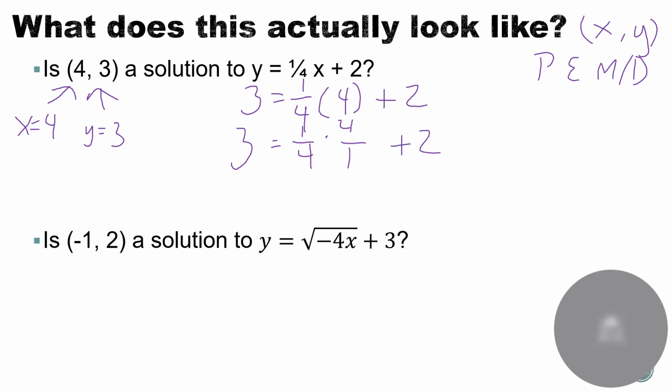When you multiply fractions, that is the easiest thing for us to do. You just multiply straight across the numerator and denominator. So I'll have 1 times 4 on the numerator, and then 4 times 1 in my denominator. So 1 times 4 is 4, 4 times 1 is 4. And now we'll do the division. I am about to run out of space there. So move it over here. 4 divided by 4 is 1. And then 1 plus 2 is 3.